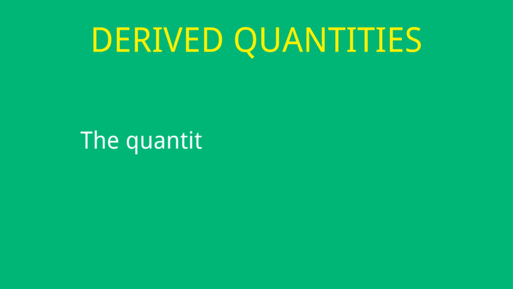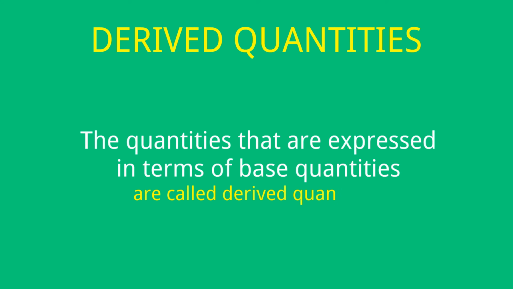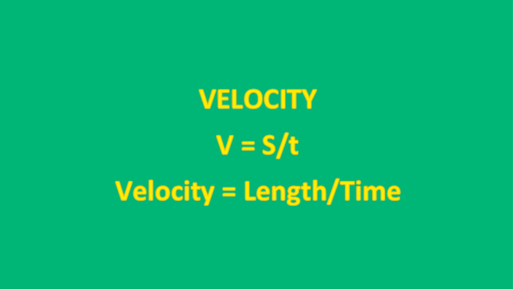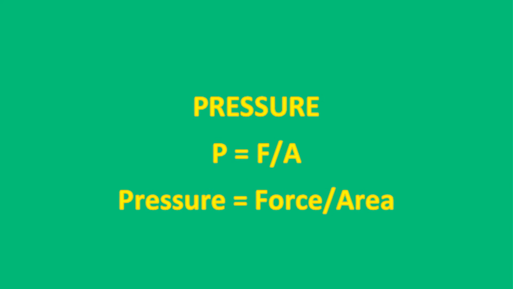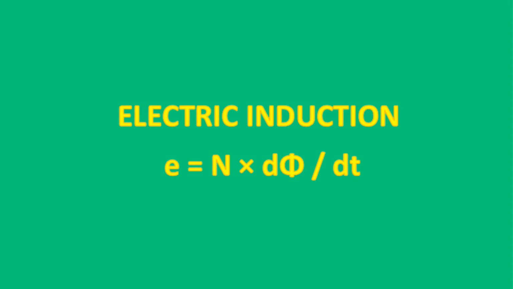Derived quantities. The quantities that are expressed in terms of base quantities are called derived quantities. These quantities include area, volume, velocity, acceleration, pressure, momentum, electric charge, electric induction, etc.